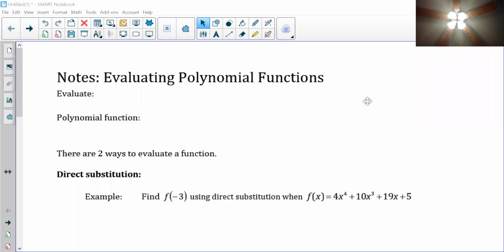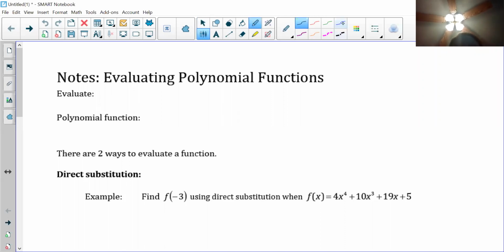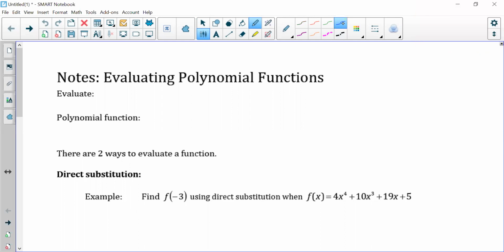All right, today we are looking at evaluating polynomial functions. So the first thing we need to discuss is what exactly does the word evaluate mean? Evaluate means to find the value of.